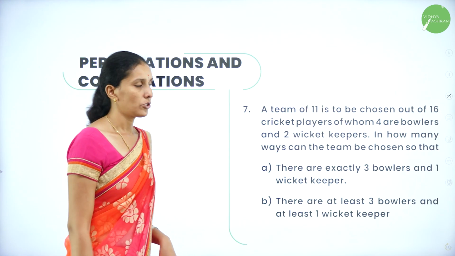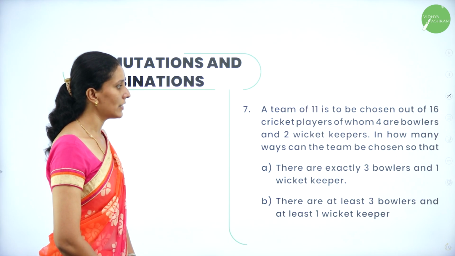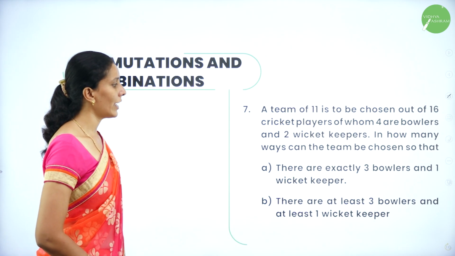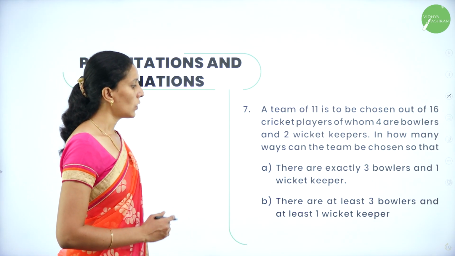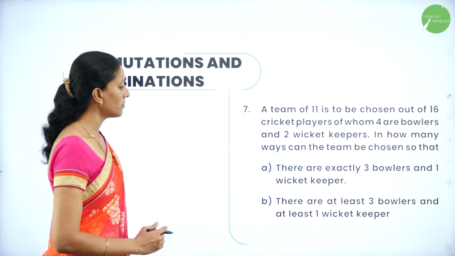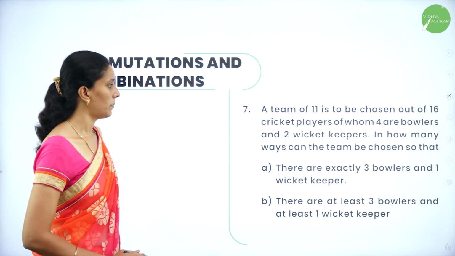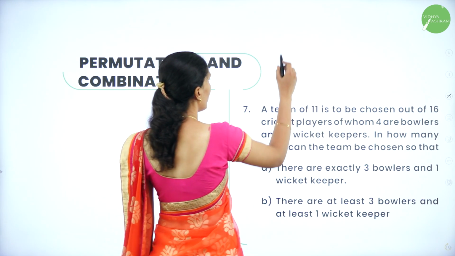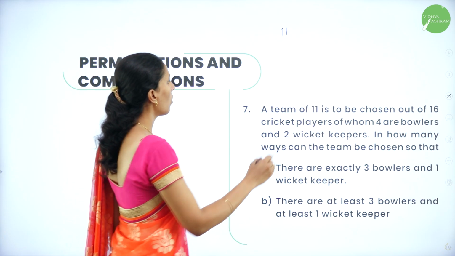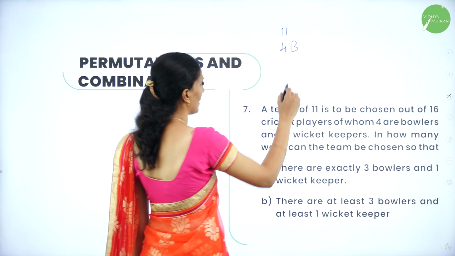Moving to my next question. A team of 11 is to be chosen out of 16 cricket players, of whom 4 are bowlers and 2 wicket keepers. In how many ways can the team be chosen so that there are exactly 3 bowlers and 1 wicket keeper? Question B, there are at least 3 bowlers and at least 1 wicket keeper. So what is my question? We have a team of 11. Out of them, 4 are bowlers. So we have 4 bowlers and 2 wicket keepers.